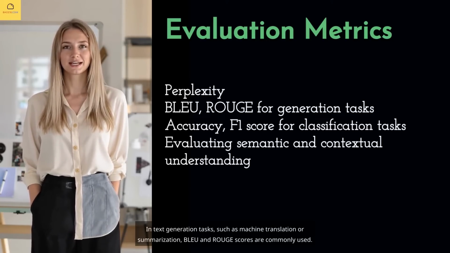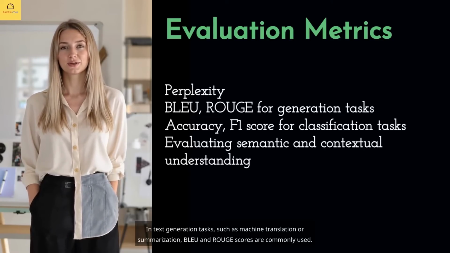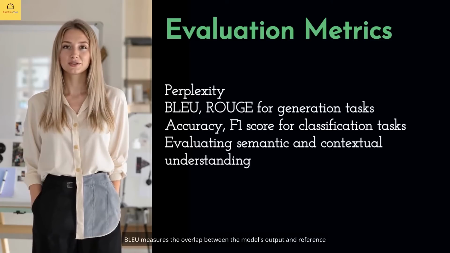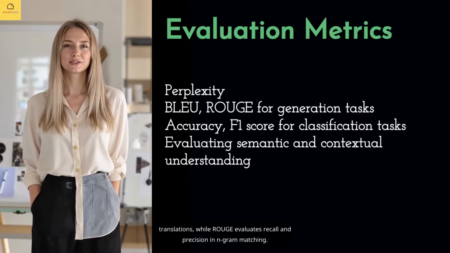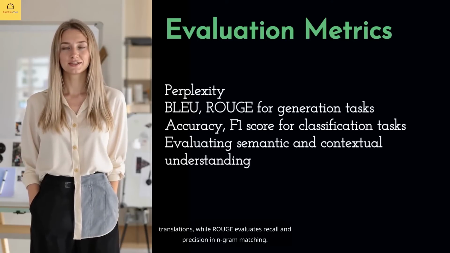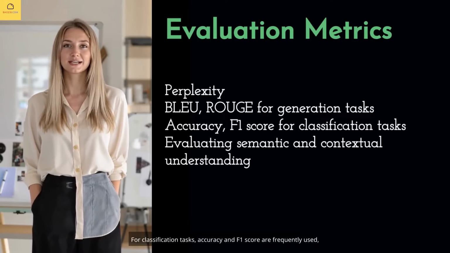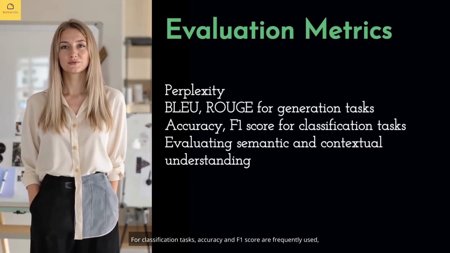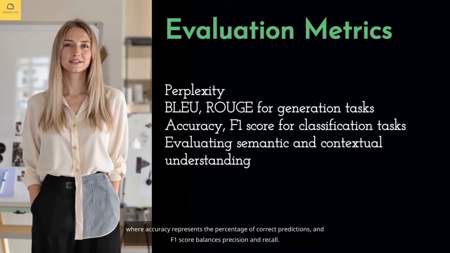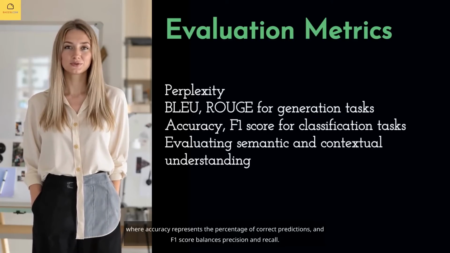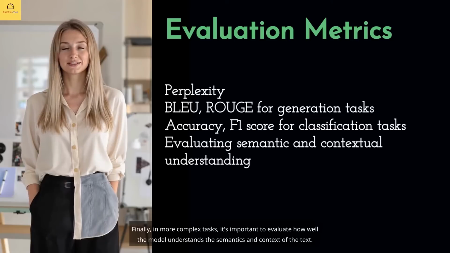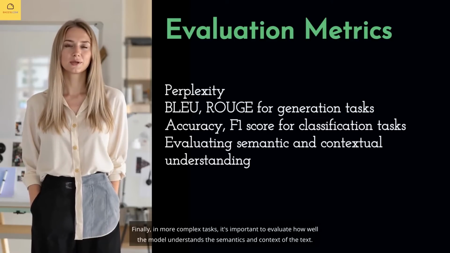In text generation tasks, such as machine translation or summarization, BLEU and Rouge scores are commonly used. BLEU measures the overlap between the model's output and reference translations, while Rouge evaluates recall and precision in n-gram matching. For classification tasks, accuracy and F1 score are frequently used, where accuracy represents the percentage of correct predictions, and F1 score balances precision and recall. Finally, in more complex tasks, it's important to evaluate how well the model understands the semantics and context of the text.